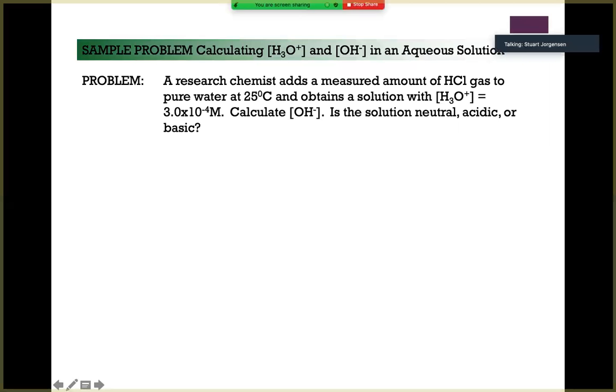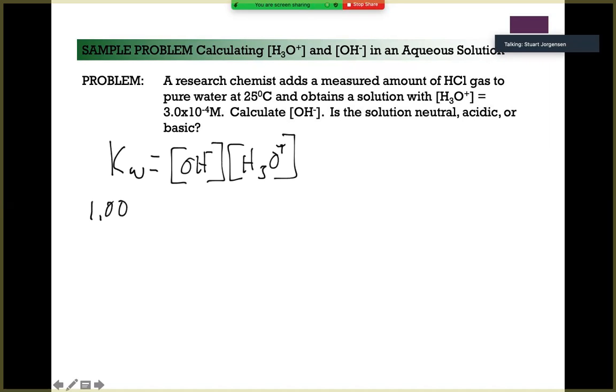There are two directions we can go based on our little square or our circle. The short way would be using kW. kW is just a number. It's always equal to your hydroxide concentration times your hydronium concentration. kW is 1.00 times 10 to the negative 14th. We're trying to solve for the hydroxide concentration.